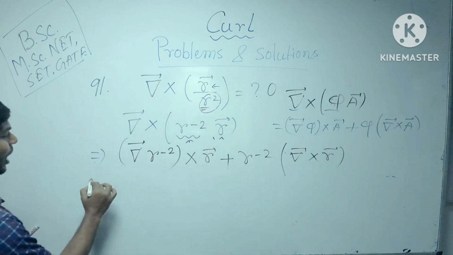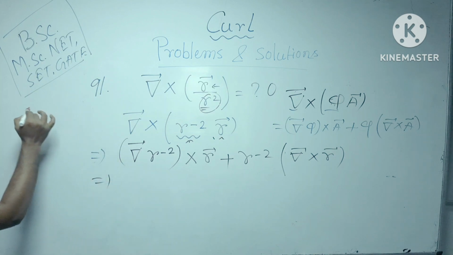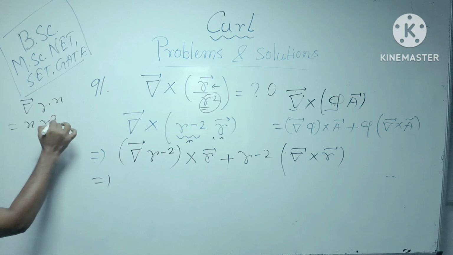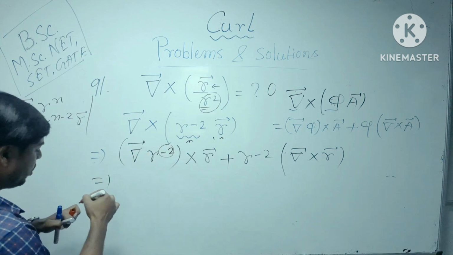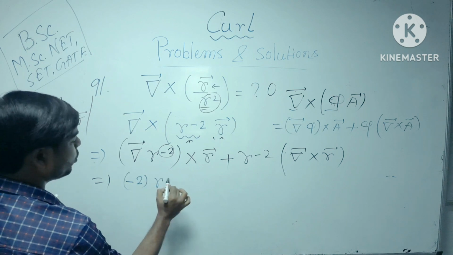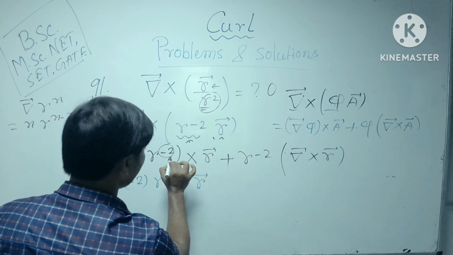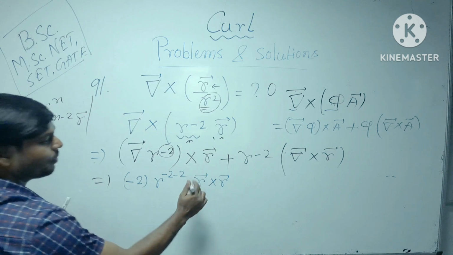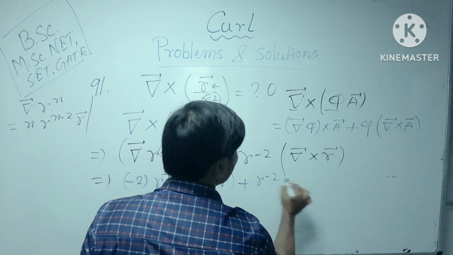Okay. So now you all know that gradient of r to the power n, so here once again, gradient of r to the power n is n r to the power n minus 2 r vector. This is the formula. So n here is minus 2. We will use the same formula here. So we will get minus 2 r to the power minus 2 minus 2. Then we will get r vector here and another r vector is here. One r vector will come from here and another r vector cross product. So I can take this in the bracket, okay, plus r to the power minus 2.